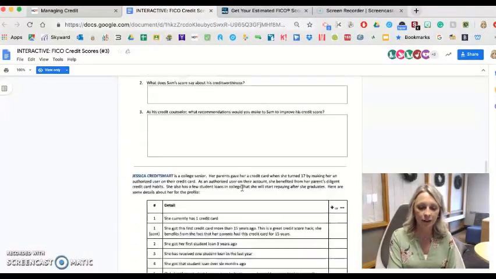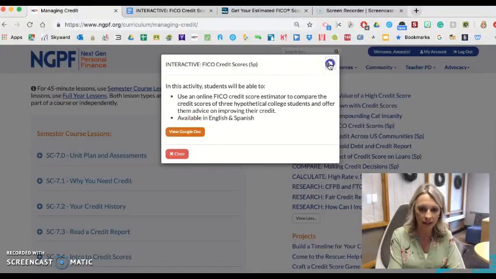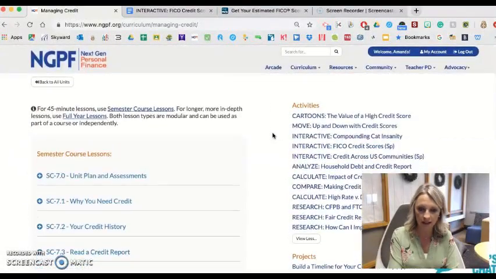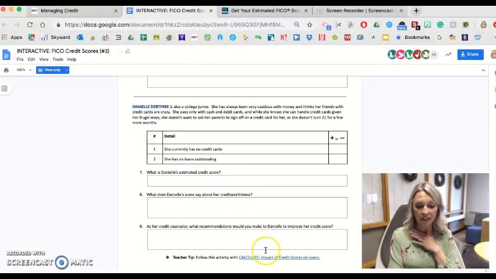And as I said, at the very bottom of the activity, it will then perfectly merge with this second activity, which is on managing credit. Under managing credit, it's right here. It's the calculate impact of your credit score on loans, or there is a link to it right at the very bottom of the page.